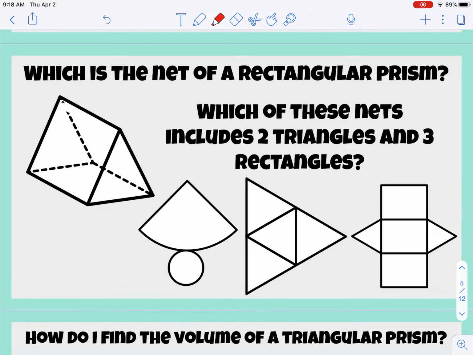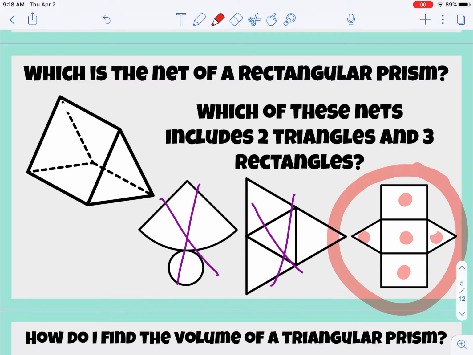So if we look at net number 1, it looks like we don't have 2 triangles and we don't have any rectangles. So that is not the correct net. The next one, we have lots of identical triangles. However, we don't have any rectangles, so that is not the correct net. And it looks like on our last one, we have 2 identical triangles, and then we have 3 rectangle sides as well. So that last one is the correct net for a triangular prism.